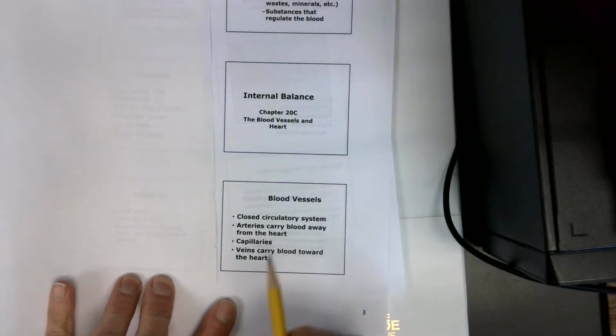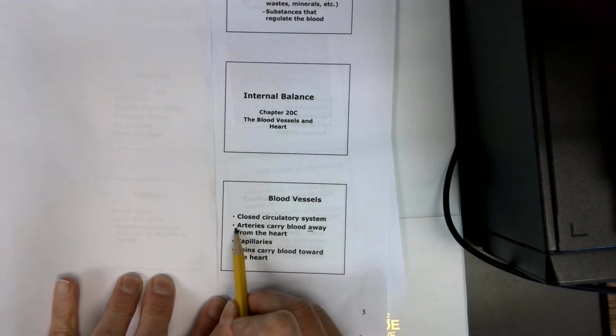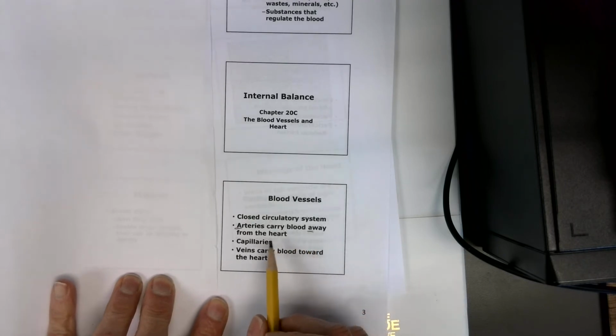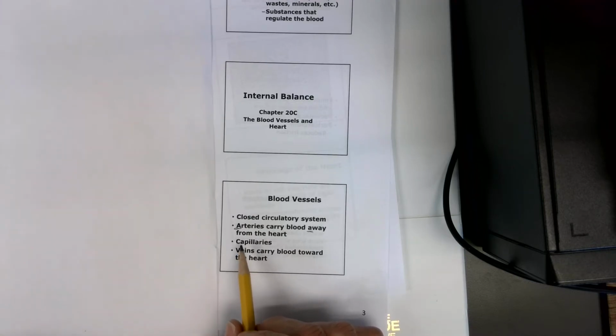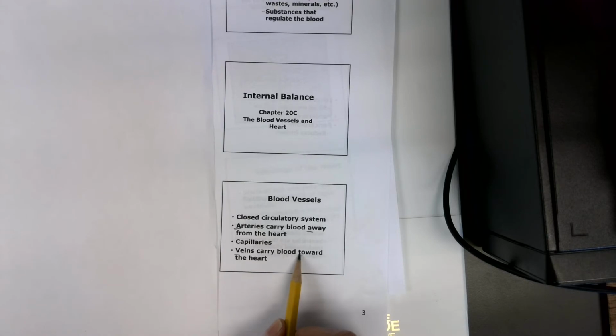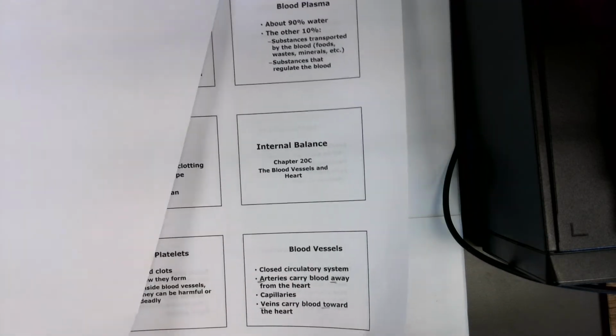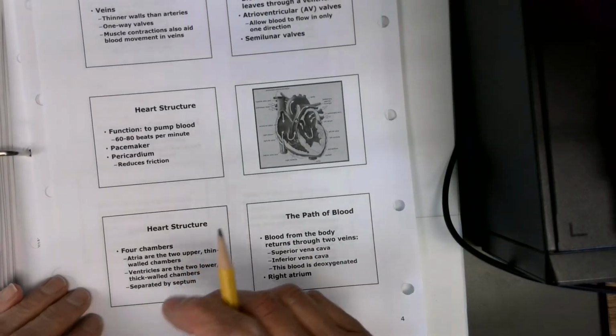Something important for us to remember is arteries, which starts with an A, carries blood away from the heart. Capillaries are a little bit more finely divided, and veins are going to be what carry blood back to the heart to get a fresh supply of oxygen in the lungs and travel to the rest of the body.